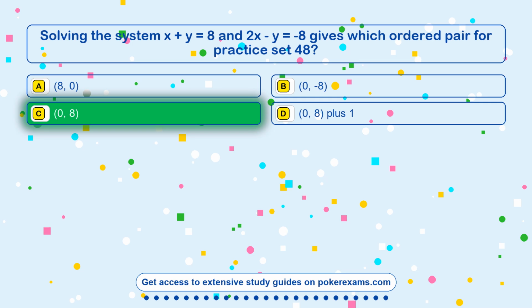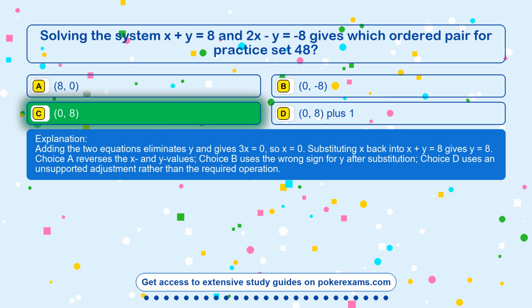The correct answer is option C, 0, 8. Adding the two equations eliminates y and gives 3x equals 0, so x equals 0. Substituting x back into x plus y equals 8 gives y equals 8.